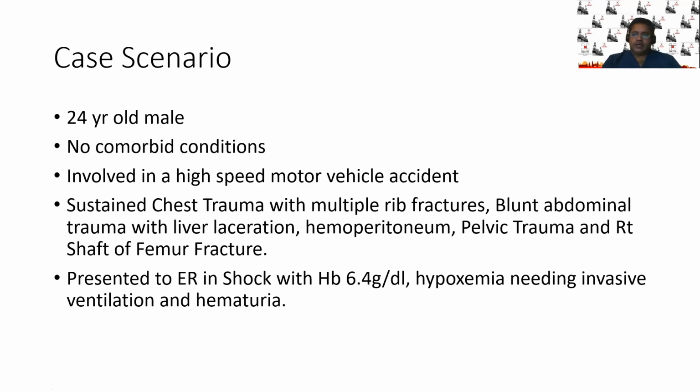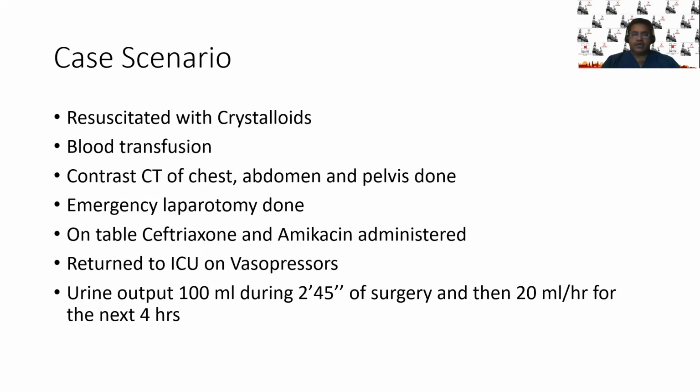So let's look at a case scenario which is not very uncommon in the intensive care unit. A 24-year-old male with no comorbid problem comes to us having been involved in a high-speed motor vehicle accident. He sustained chest trauma with multiple rib fractures, blunt abdominal trauma with liver lacerations, hemoperitoneum, pelvic trauma, and fracture of the right femur shaft. He presents to the emergency room in shock with hemoglobin of 6.4 grams per deciliter and requires invasive ventilation for hypoxia and is also having hematuria.